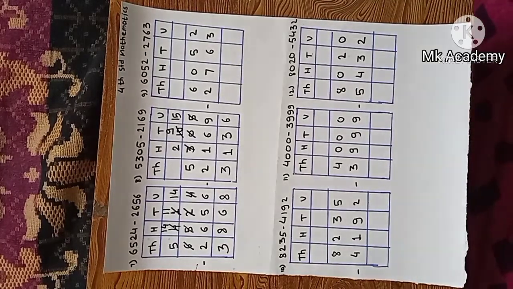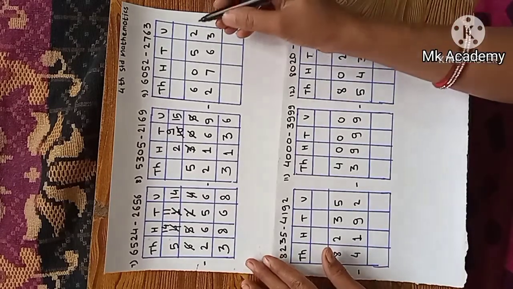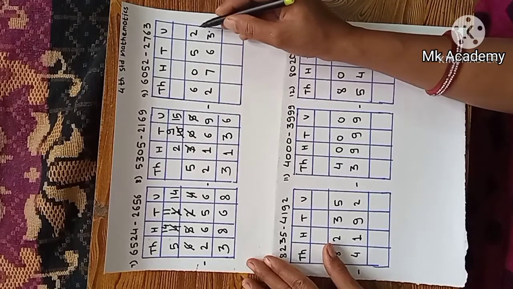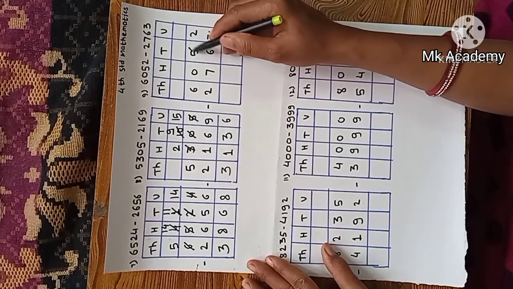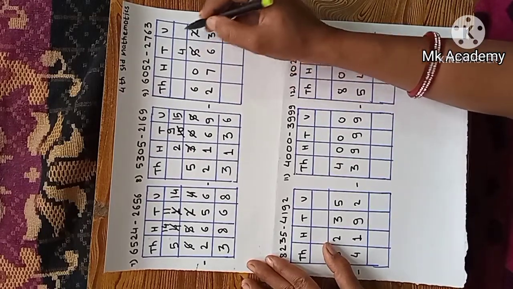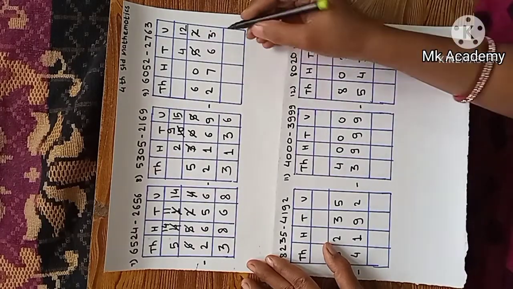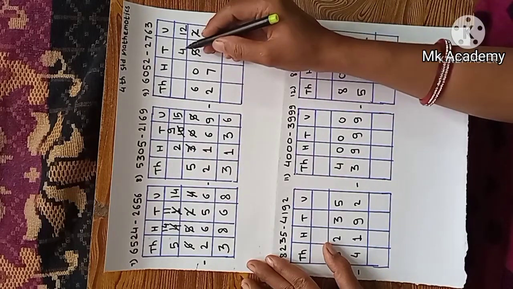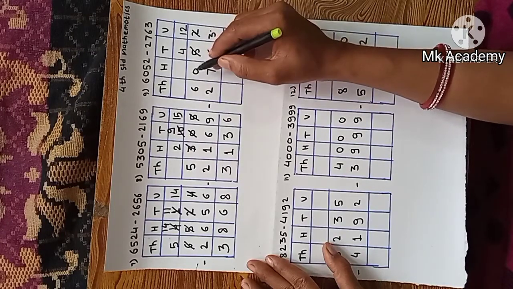Now see the next example. 6052 minus 2763. Start from unit place. This 3 is big and 2 is small, therefore we can borrow from tens. Here 5 tens, we borrow 1 ten. How many tens remaining? 4. Here we get 12 units. 12 units minus 3 units, 9 units. Here 4 tens minus 6 tens, is this possible? Not. We can borrow from 100.